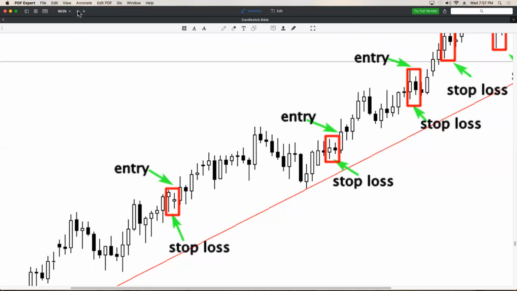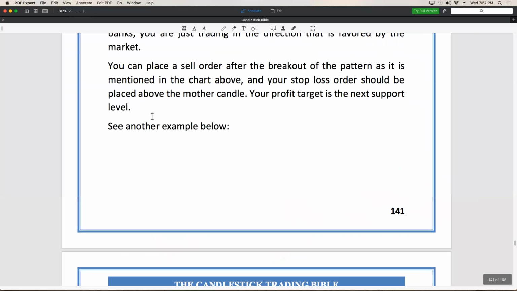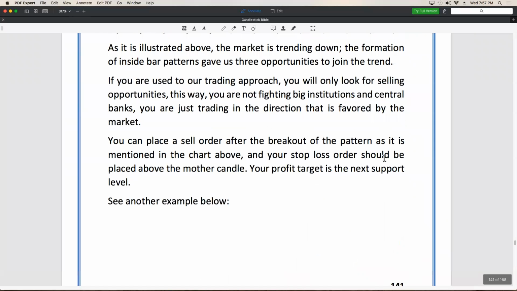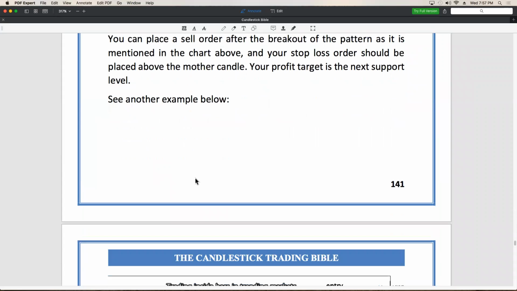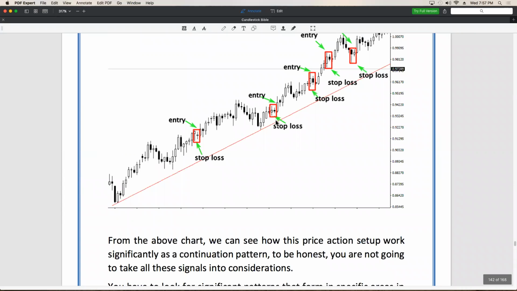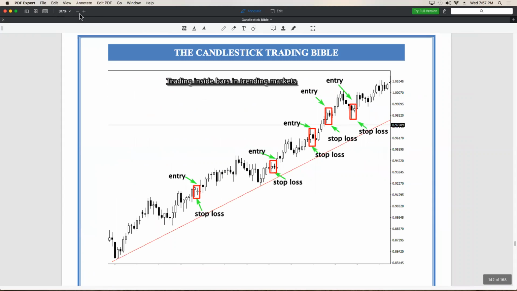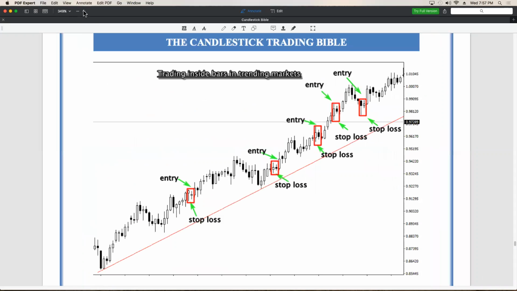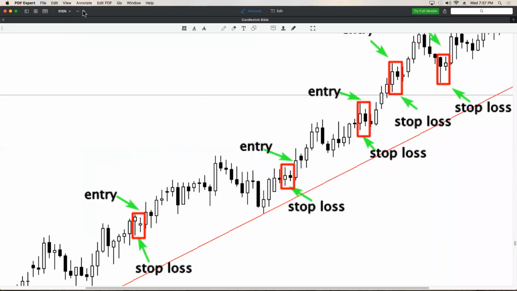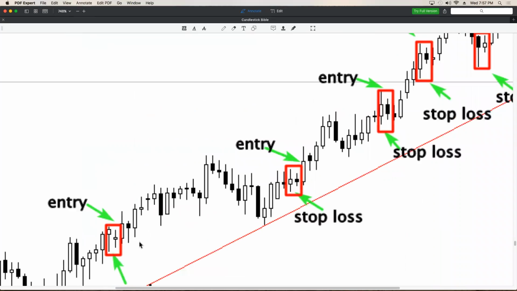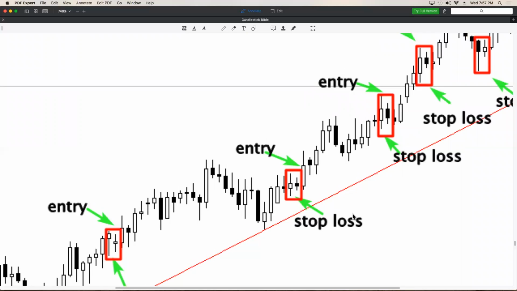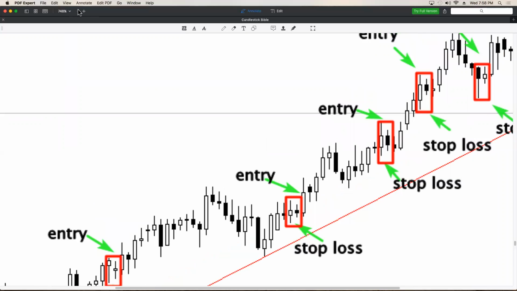But when I was reading it, it said that your order should be placed above the mother. Oh, that your entry is above the mother. Okay, I got it. I had it backwards in my mind. That's all. Okay, I got it now. Yeah, so on the uptrend, you quite clearly see that. The entry is at the mother, and this is engulfing. Everybody got this? Any questions?